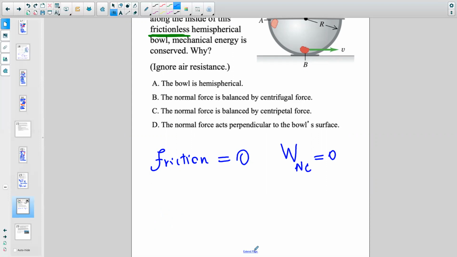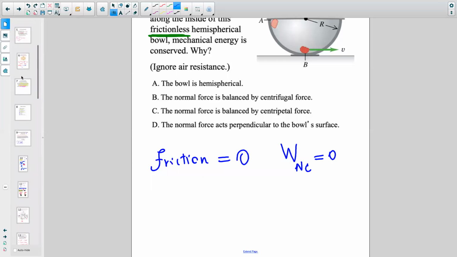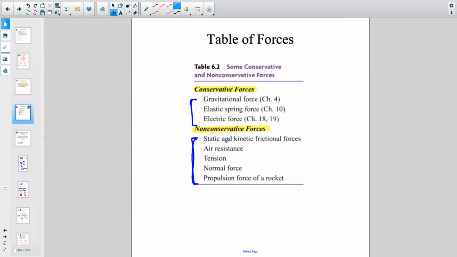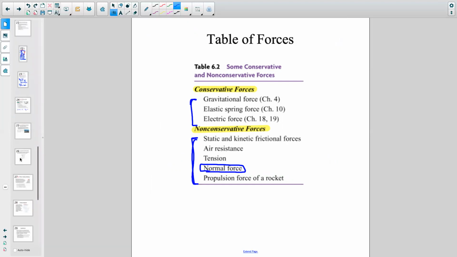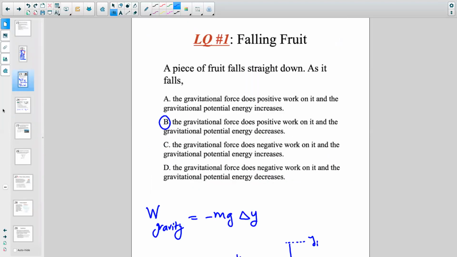But it says mechanical energy is conserved. Why? And that's the only reason. But when you're looking at the answers, you do not see anything related to friction. We're talking about the normal force here. Remember, I should go back to the beginning of this. One of the non-conservative forces was the normal force. So the normal force is a non-conservative force, right?